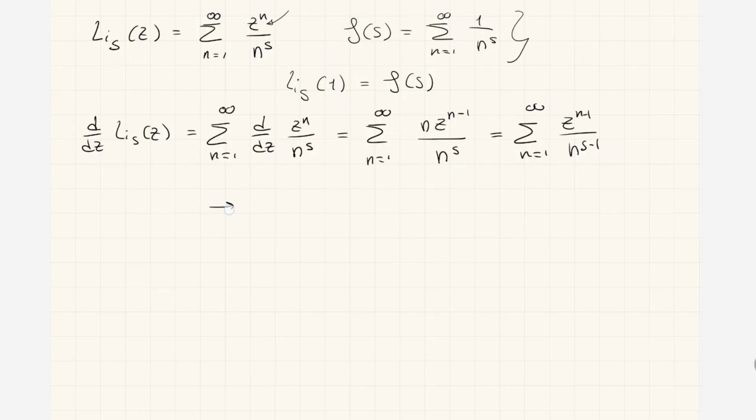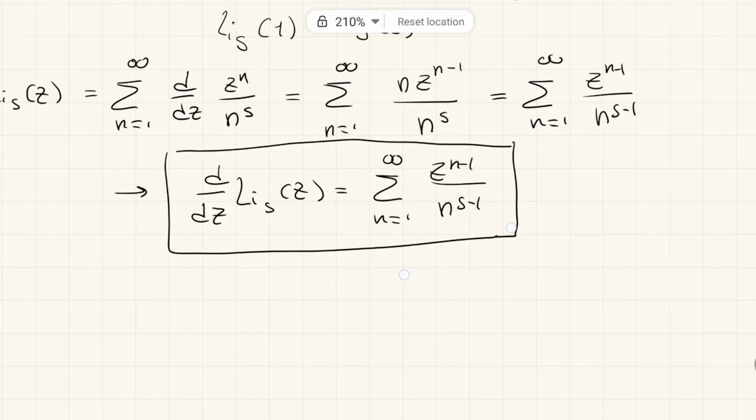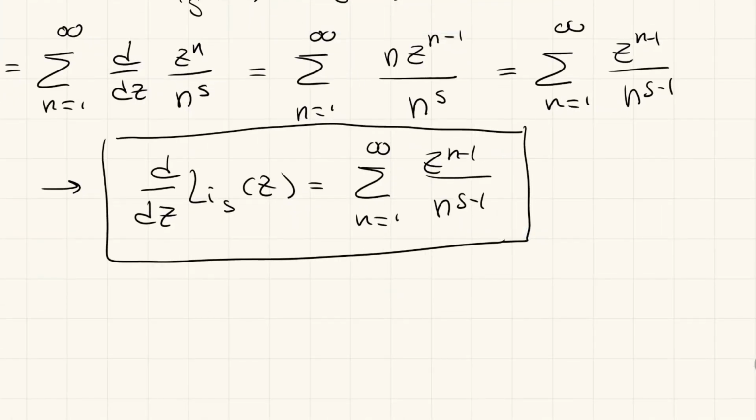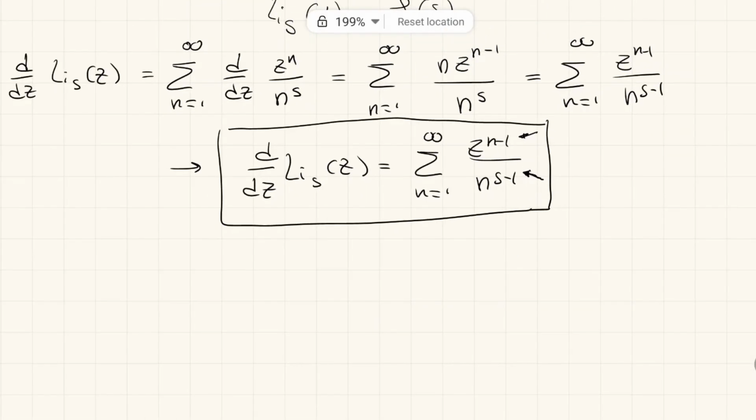So here we have our first important relation, which is the derivative with respect to z of a general polylogarithm. Well, it's going to be the sum from n equals 1 to infinity of z to the n minus 1 over n to the s minus 1. This is the rule for the derivative. We notice that we have here something very curious: to take the derivative we just need to subtract 1 from the exponents of the terms in the definition of the polylogarithm. Okay, so just subtract 1 and you get the derivative.